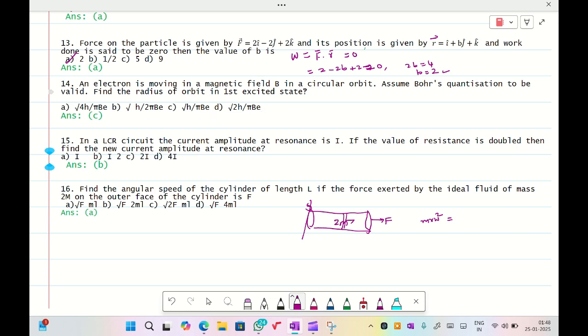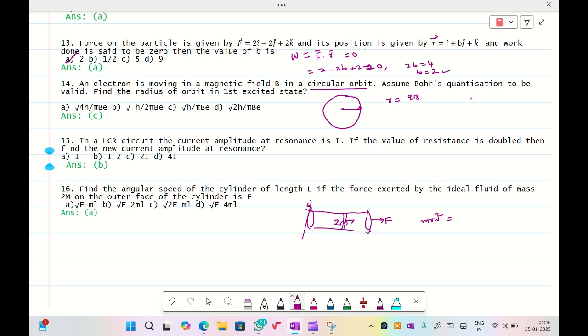Now see, an electron moving in a circular orbit. So the electron is moving in a magnetic field in a circular orbit, either clockwise or anti-clockwise depending on the field. Assuming Bohr's quantization to be valid, find the radius of the orbit in the first excited state. Actually this belongs to atoms, I think. But here R is equal to, in a magnetic field, QB by 2m.